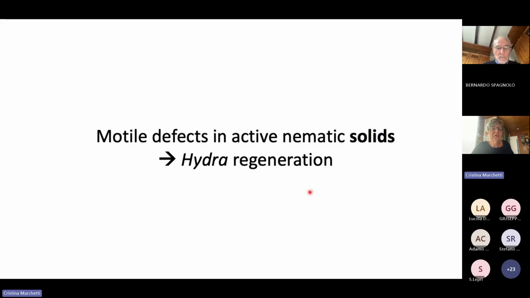Now, for the rest of the talk, I would like to talk about more recent work on active nematic solids, which was mostly motivated by work done by Kinneret Keren at Technion on hydra morphogenesis, hydra development. And in particular, tell you the mechanism through which we believe defects can become motile in solids as well, and then control morphogenesis. But before I do that, maybe I'll just stop a minute, see if there are any questions on what I've been discussing so far.